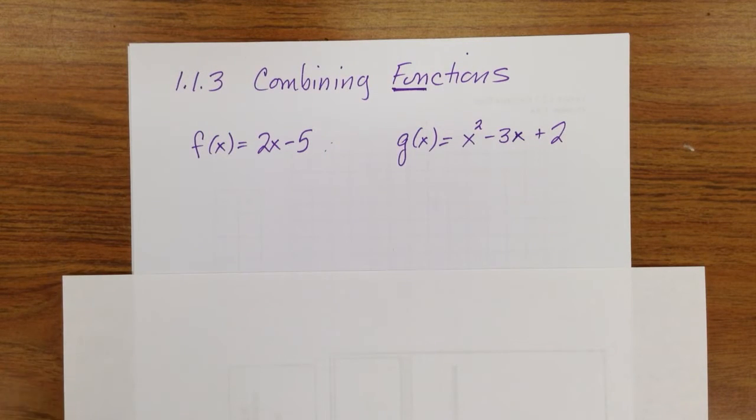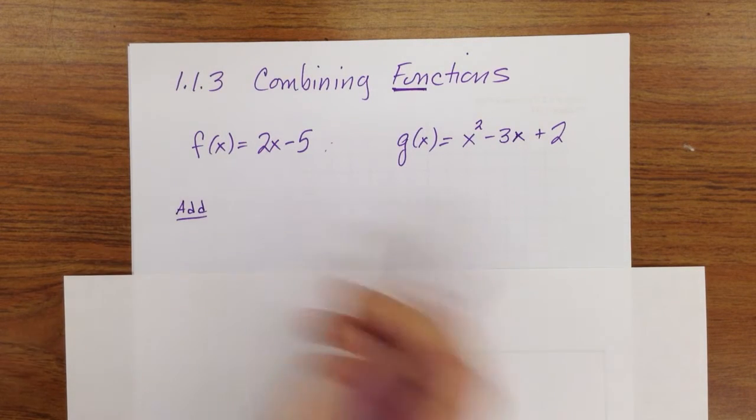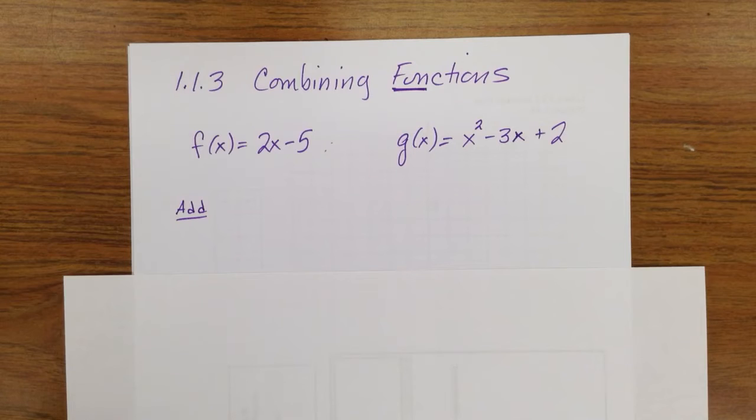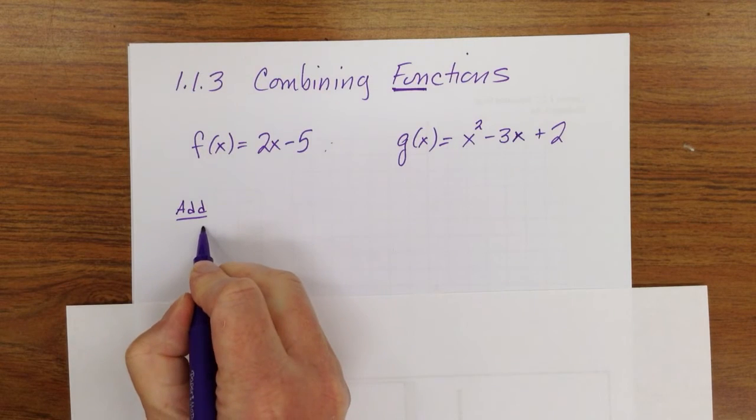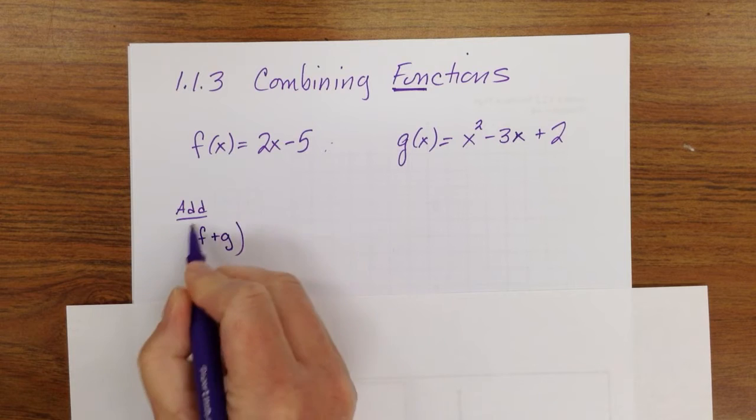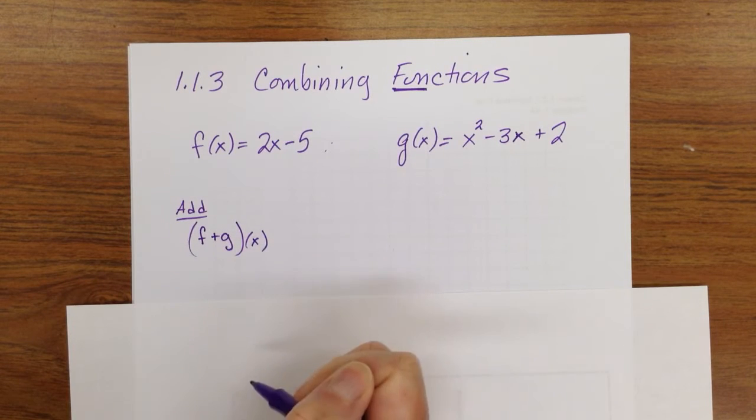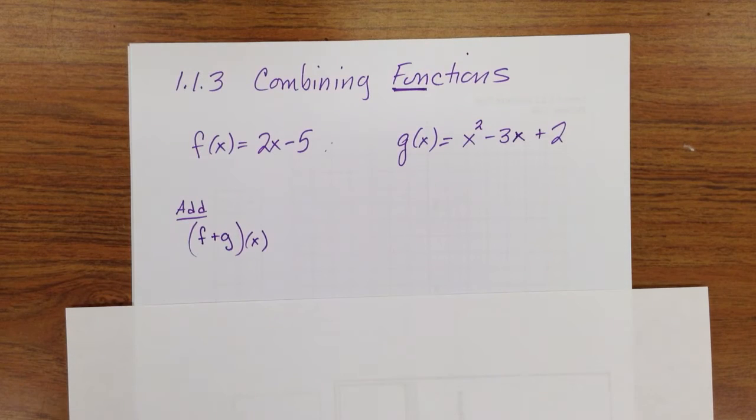Well, one simple way is we can add two functions together and get a new function. Here's your notation. There's two different ways to write it. We can write f plus g at x. And there's another way, but I really like this way. I'm just going to go with that. f plus g at x.